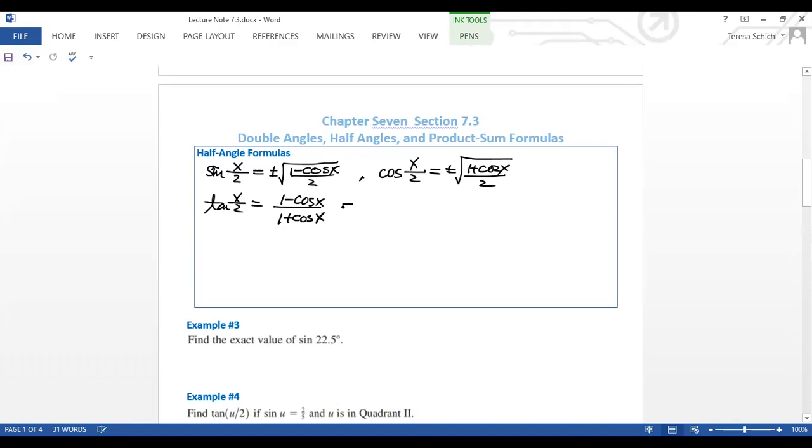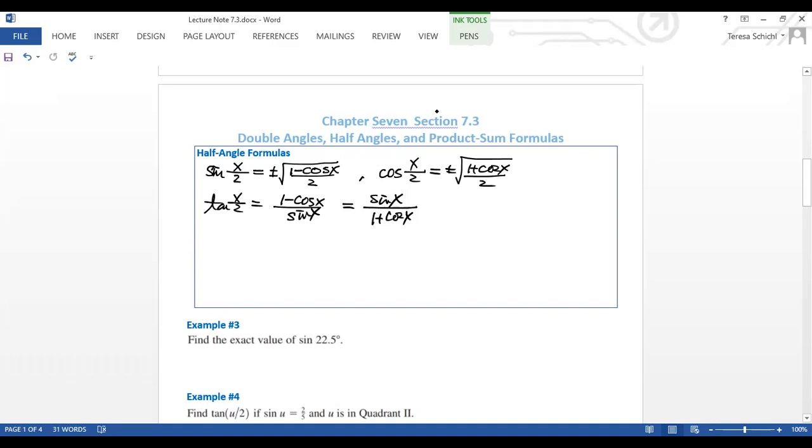Or you can do it like so: tangent over 2 is cosine over sine, right? So it's 1 minus cosine x. Okay, so here I need to write it correctly. If you simplify it, you can get sine x here, over 1 plus cosine x here.